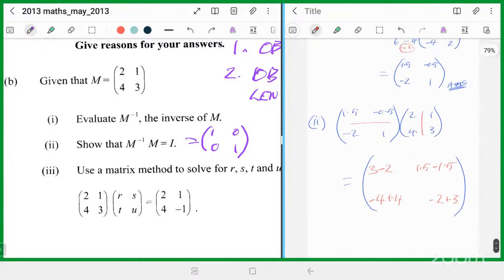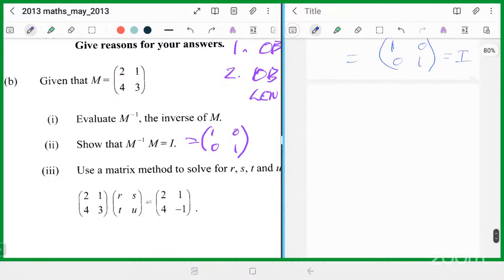Final result, as we know we're supposed to get: this works out to be a 1, this works out to be a 0, this works out to be a 0, and this works out to be a 1. That is the identity, so M to the minus 1 times M equals I.